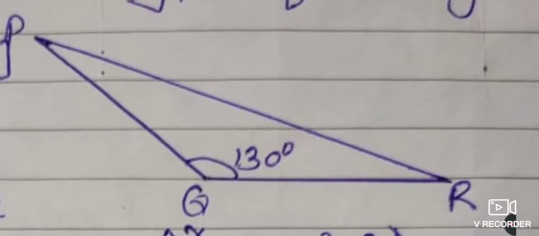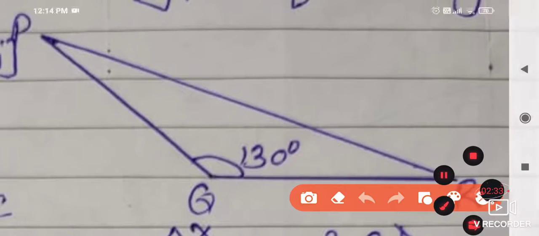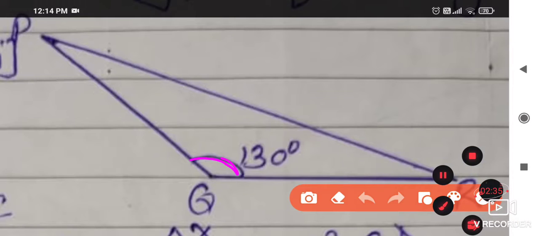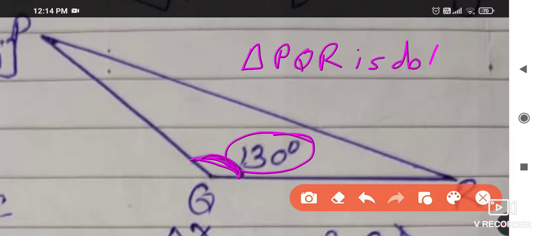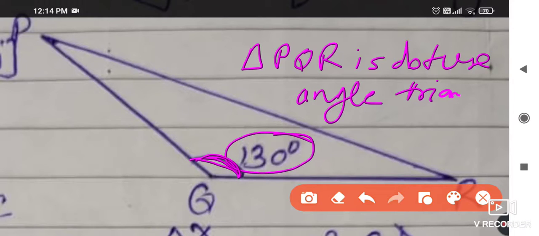Now the second triangle, the triangle PQR. In this triangle the angle measure is 130 given. The measure of angle PQR is equal to 130, and as I told you, if one of the angles of a triangle is more than 90 degree, here 130 is greater than 90 degree, and therefore triangle PQR is an obtuse angled triangle.